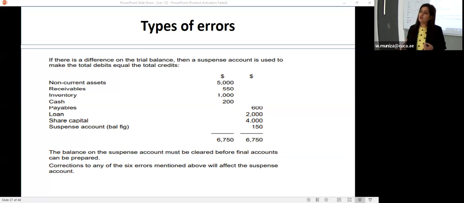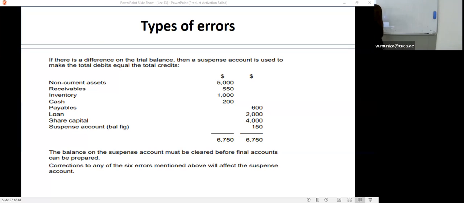In the other way also, the suspense account is going to be created. When you are making a trial balance and you find that your debit is not equal to the credit, in order to make both the sides equal, you temporarily make an account which is known as a suspense account, and you write the differential amount in the suspense side, so that both sides are equal. So if there is a difference on the trial balance, then a suspense account is used to make the total debits equal to the total credits.